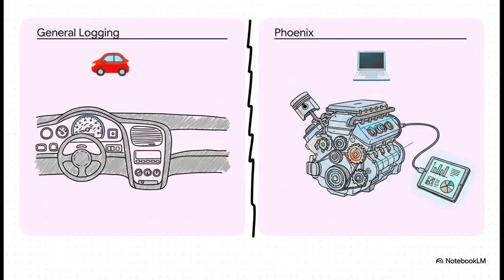I love this analogy. It's such a good way to think about the difference. General logging? That's like the odometer in your car. It tells you how many miles you've driven, sure, but it has zero clue about the health of your engine. Phoenix, on the other hand, is the mechanic's diagnostic computer. You plug it right in and it understands all the engine's specific parts, it analyzes performance, and it can even help predict when something's about to go wrong. It's all about that depth, not just tracking the distance.